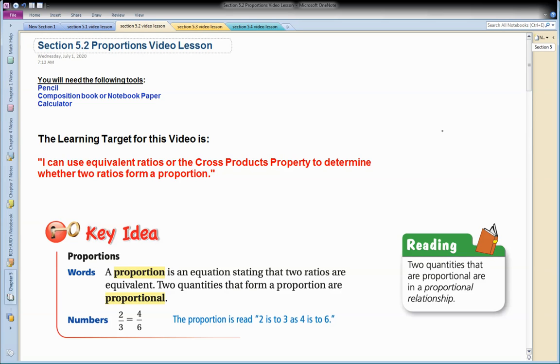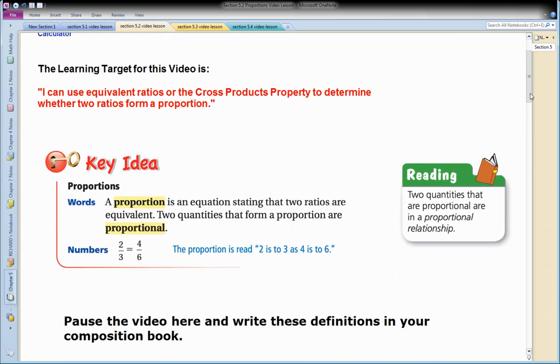You'll need your pencil, composition book, or notebook paper to take notes, and you will need a calculator. The learning target for this video is I can use equivalent ratios or the cross products property to determine whether two ratios form a proportion. So what's all that about?